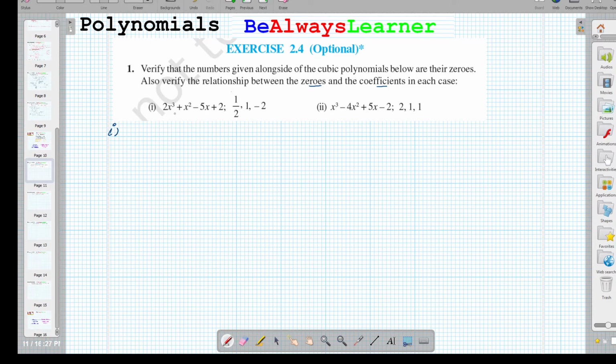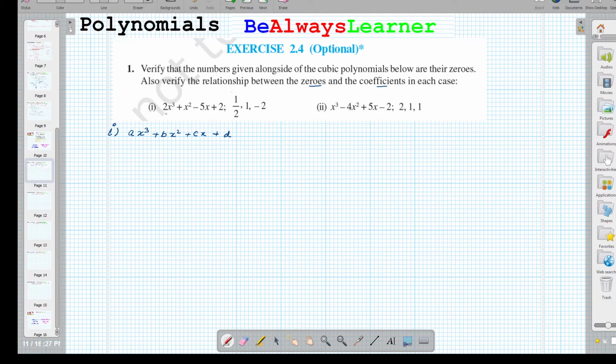Now, yahan par jo hume polynomial given hai, that is having degree 3. Uske liye hume jo standard polynomial assume karna hai, wo bhi degree 3 ka hi karna hai. So that is ax raised to the power 3 plus bx square plus cx plus d.